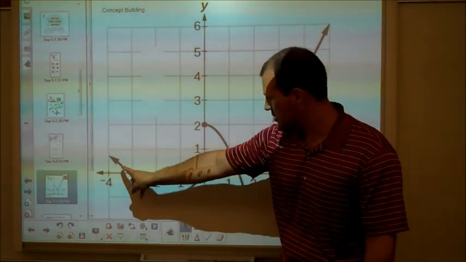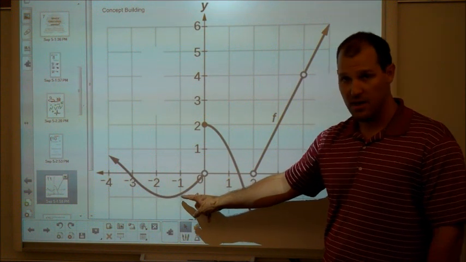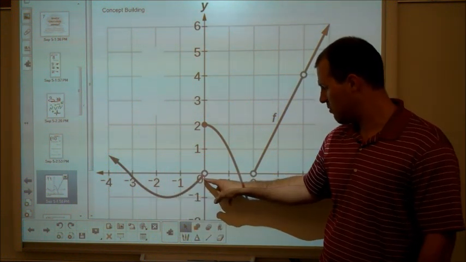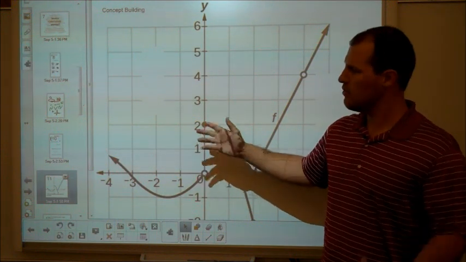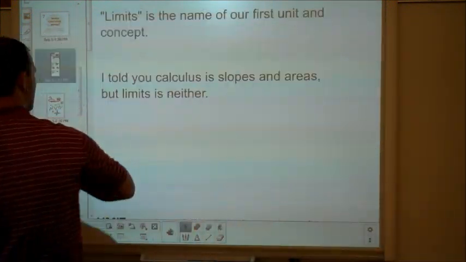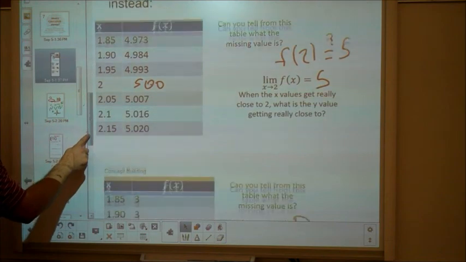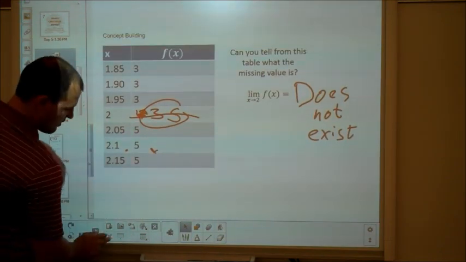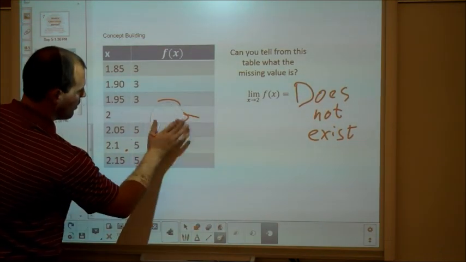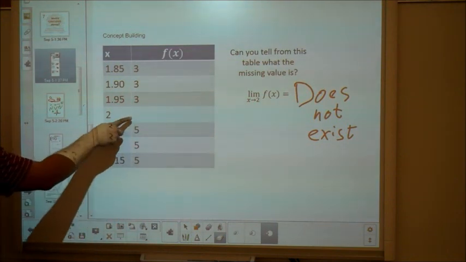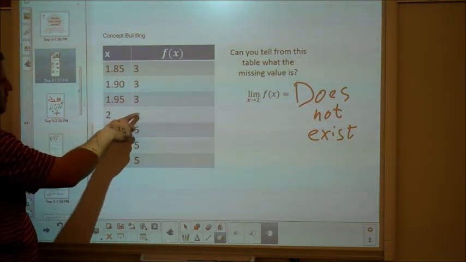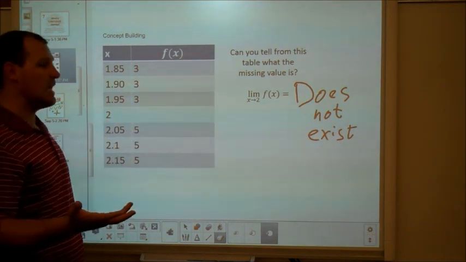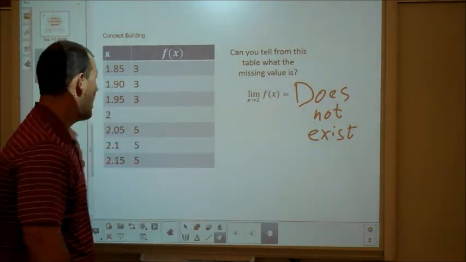So as I trace the function to the left of that value, it appears that we're headed toward 0. And as we trace from the right, it appears that we're headed toward 2. Well, think about what that meant in the context of these tables. So back here, we said we look from the right, and it looked like the pattern was suggesting that we would need a 5. Look from the left, the pattern was suggesting we would need a 3. They didn't match, so what do we say? The limit does not exist.